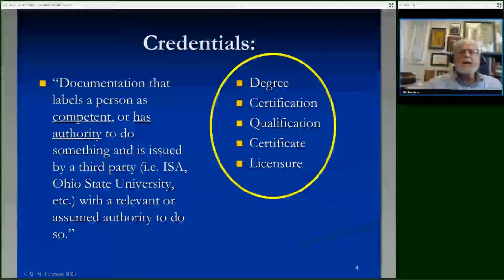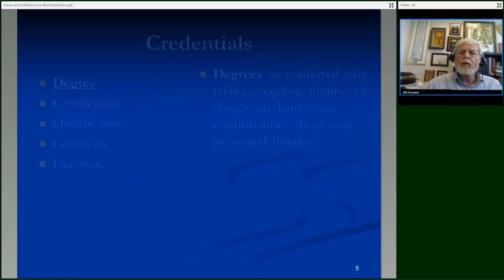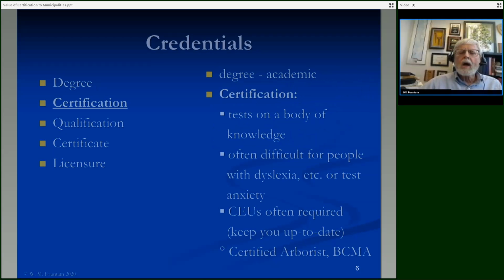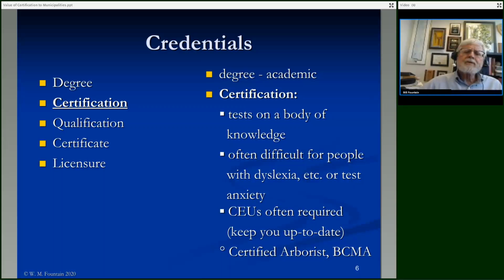Now, as we look at these credentials, they come under a number of different names. We've got degrees, we've got certifications, we've got qualifications, certificates, and licensure. I'm going to briefly define all of these before we actually move into the qualifications, such as the TRAQ program. Degrees are often conferred by an educational institution, and it is presumed that the student coming out has attained a certain level of knowledge. They have passed a certain number of courses that were all prerequisites for getting the degree. We have certifications.